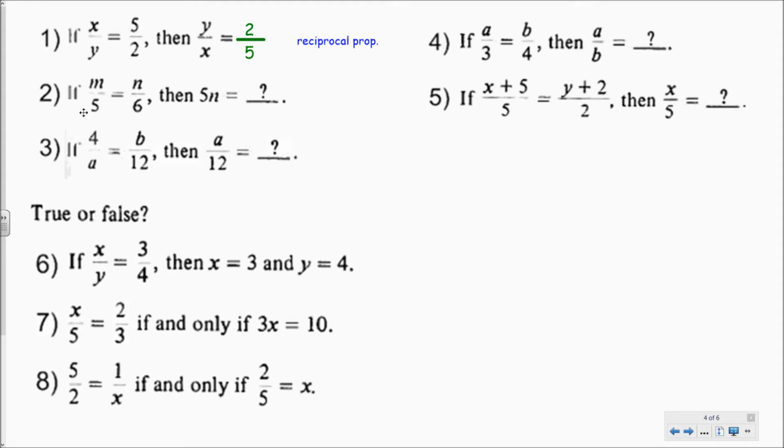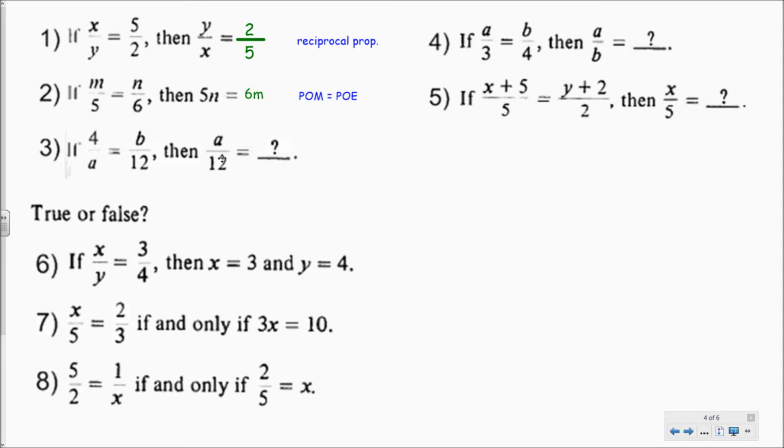Okay, so in question 2, I have m over 5 is proportional to n over 6. So the ratio of m to 5 is proportional to the ratio of n to 6. So now I have over here 5n, which is the product of the means. Well, the product of the means would be equal to the product of the extremes. So I expect this to be 6m by the POM equals PO property.